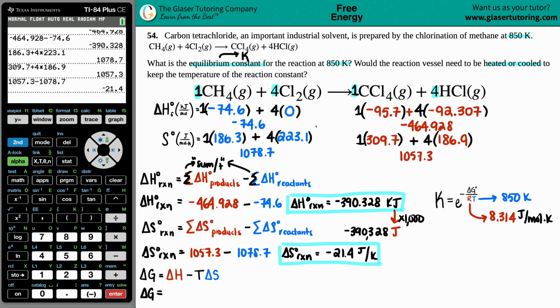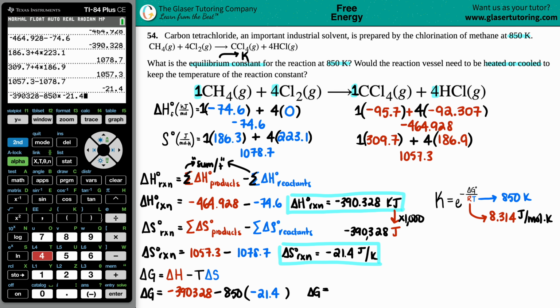390,328 joules. And that's the number that's going in here. So 390,328 minus the temperature, which was 850 Kelvin. And then I'm going to times it by the delta S value of negative 21.4. And now delta G for the whole entire reaction would be negative 390,328 minus 850 times negative 21.4.